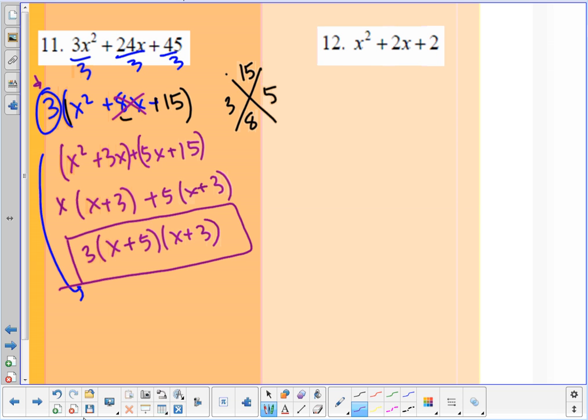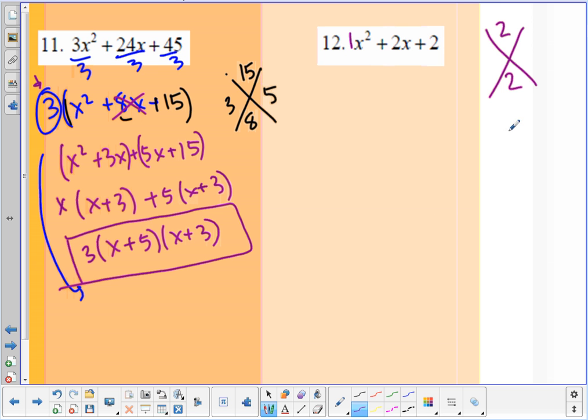Okay, let's try number 12. I'll try to get it right this time. So in number 12, no GCF that I can take out of all of them. There's a 2 here and a 2 here, but not there. There's an x here and an x there, but not here. So no GCF. So then now I just set up my x. 1 times 2 gives me 2, and 2 on the bottom.